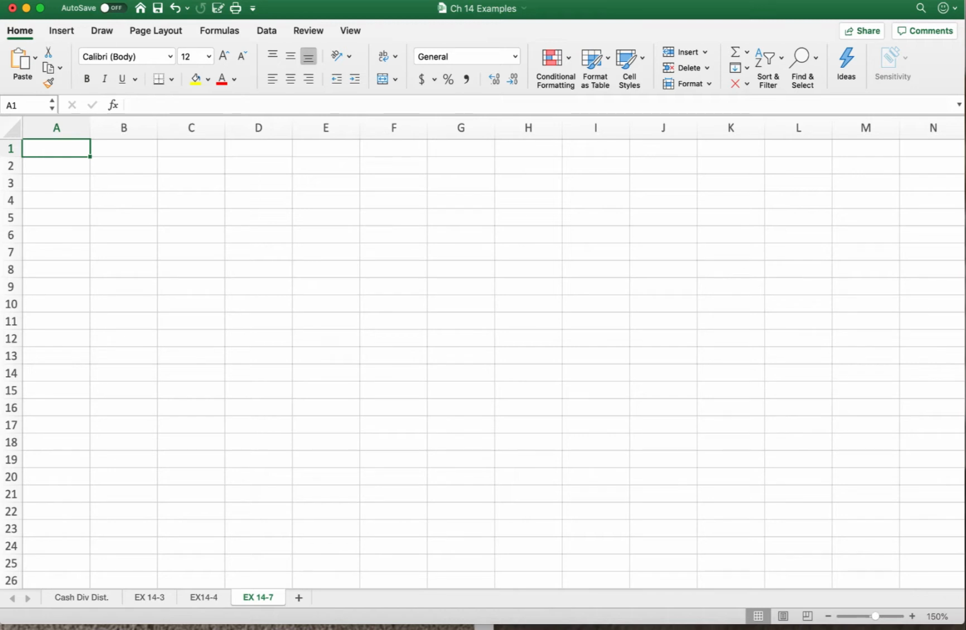Read over the problem. Exercise 14-7 has to deal with making adjustments, okay? Now, before preparing financial statements for the current year, the chief accountant for Tasso Company discovered the following errors in the accounts.